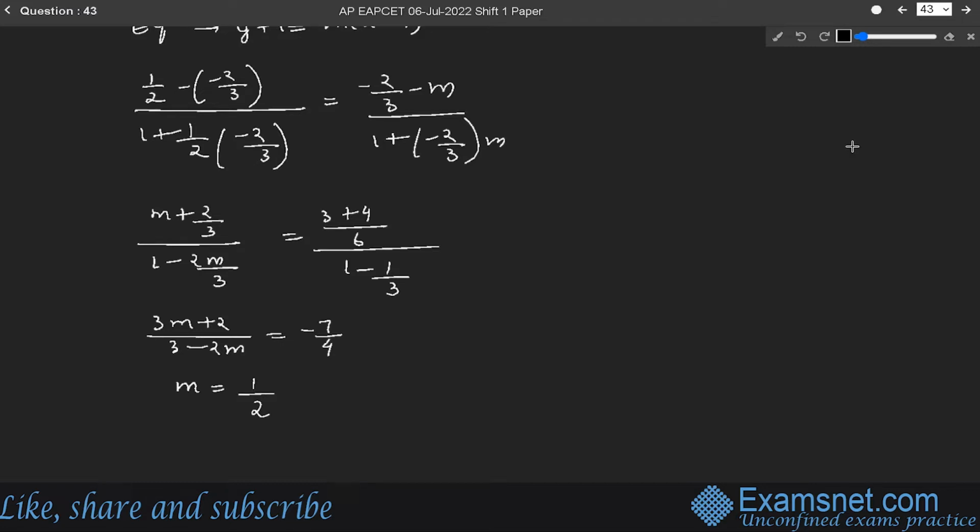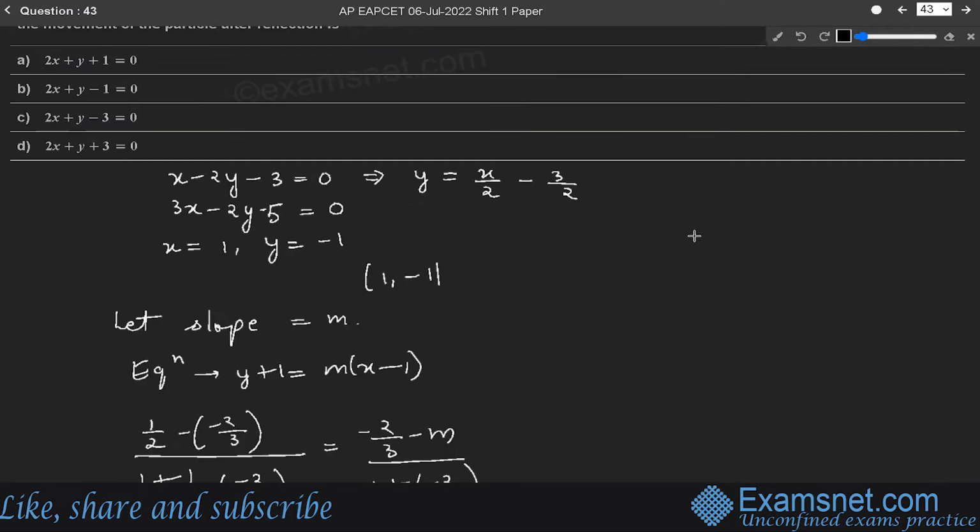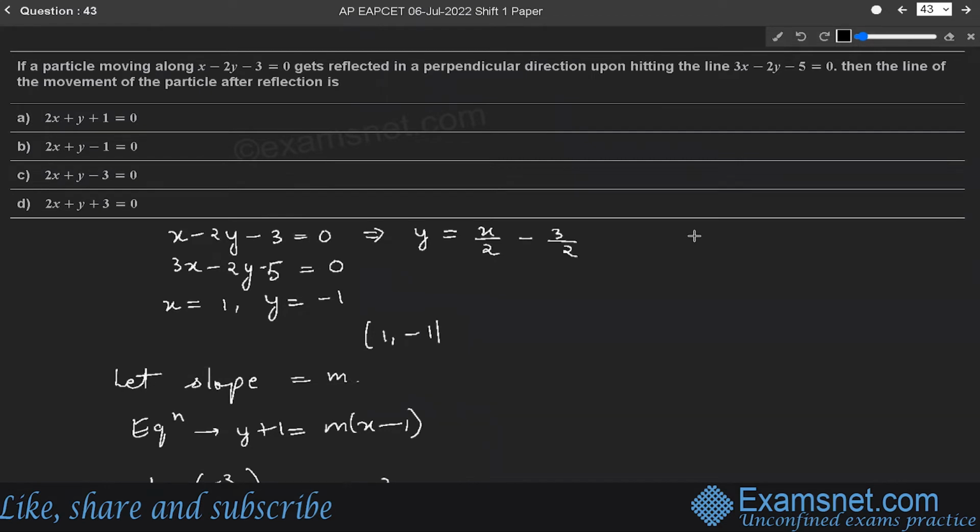So, m is the slope here. Therefore, the equation becomes 2x plus y minus 1 is equal to 0. So we can say that the equation here is 2x plus y minus 1 is equal to 0, which is option number B here.